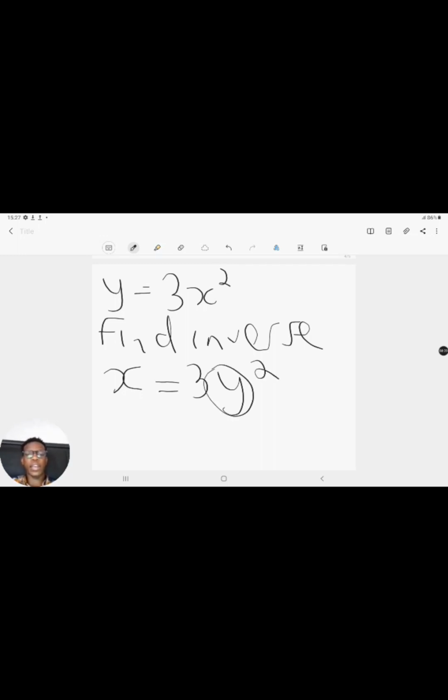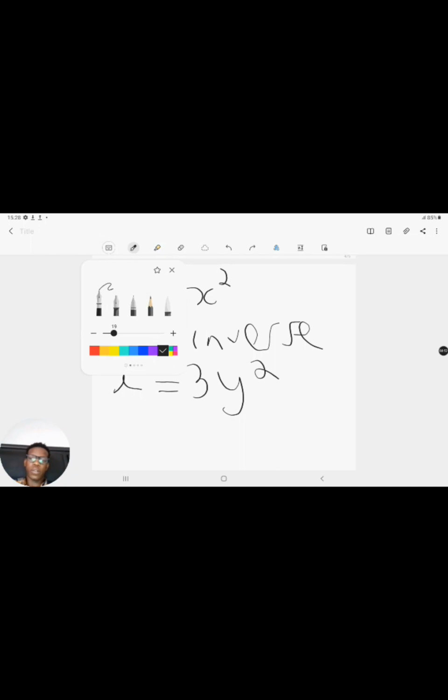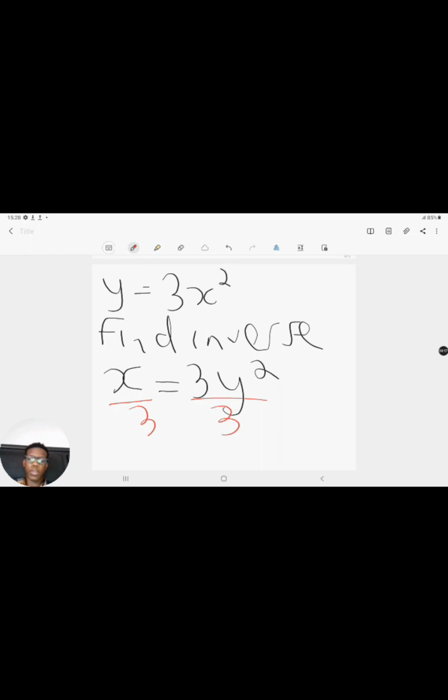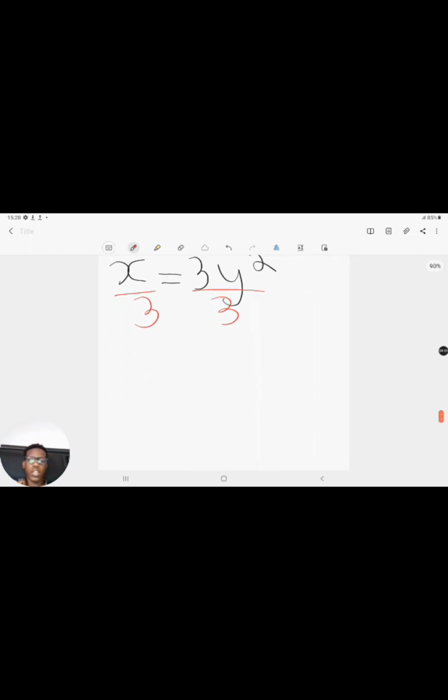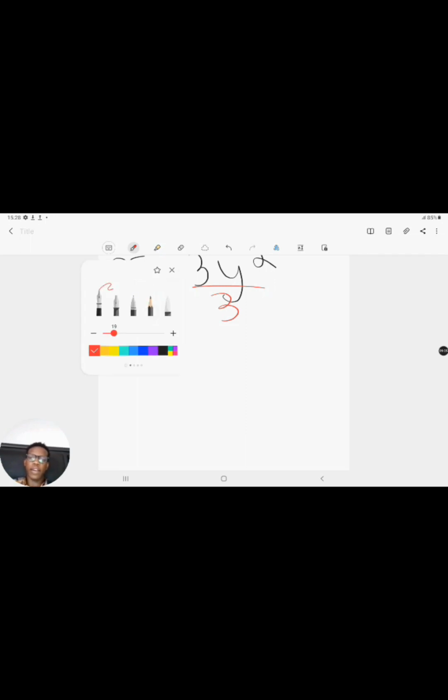Here you have a y, here you have an x. You interchange the two. And then once you have this, you make y the subject of the formula for the inverse. So you just divide both sides by 3. Let me scroll down. When you divide both sides by 3, what do you have?